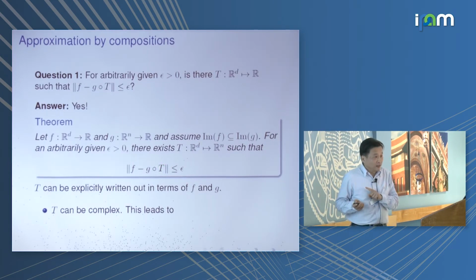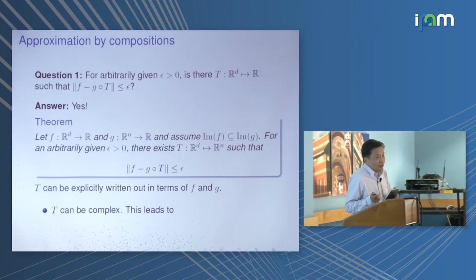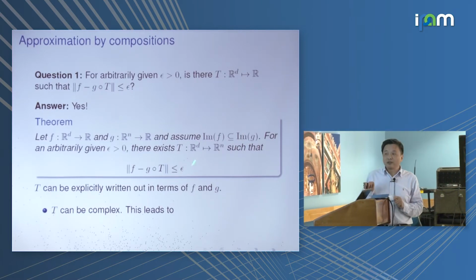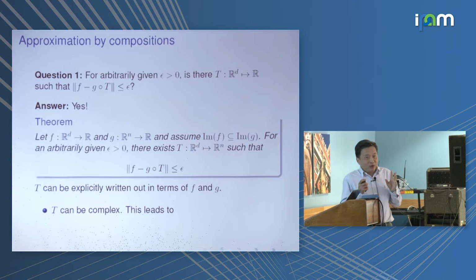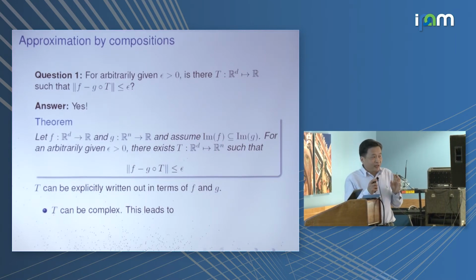We can even write the T. If you have f, I can write T out exactly. What is the T you should keep for the given epsilon? It depends on epsilon, but you can write it out when f is given. That doesn't mean T is easy to learn. Of course, T is easy to learn if f equals G: T equals identity, right?